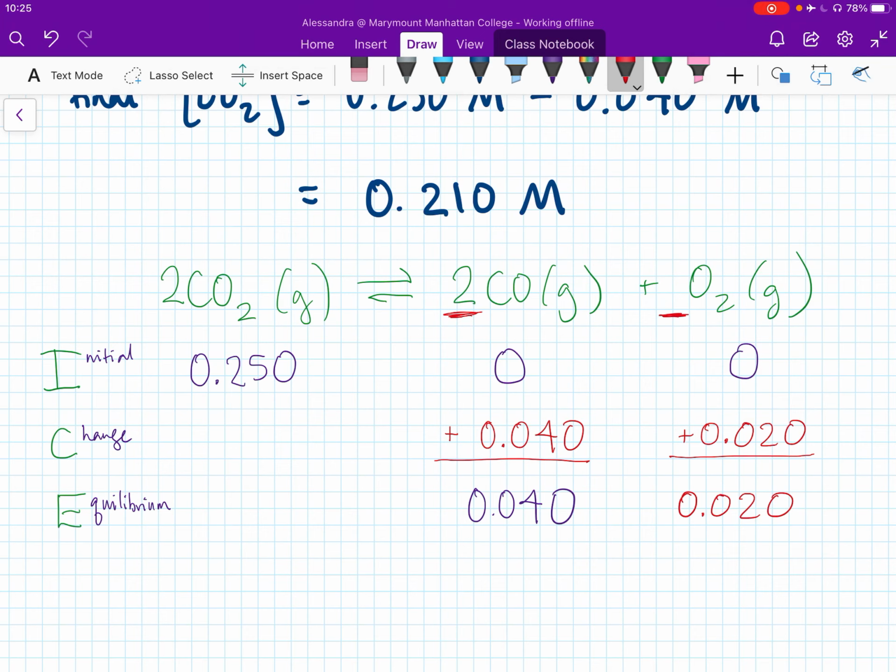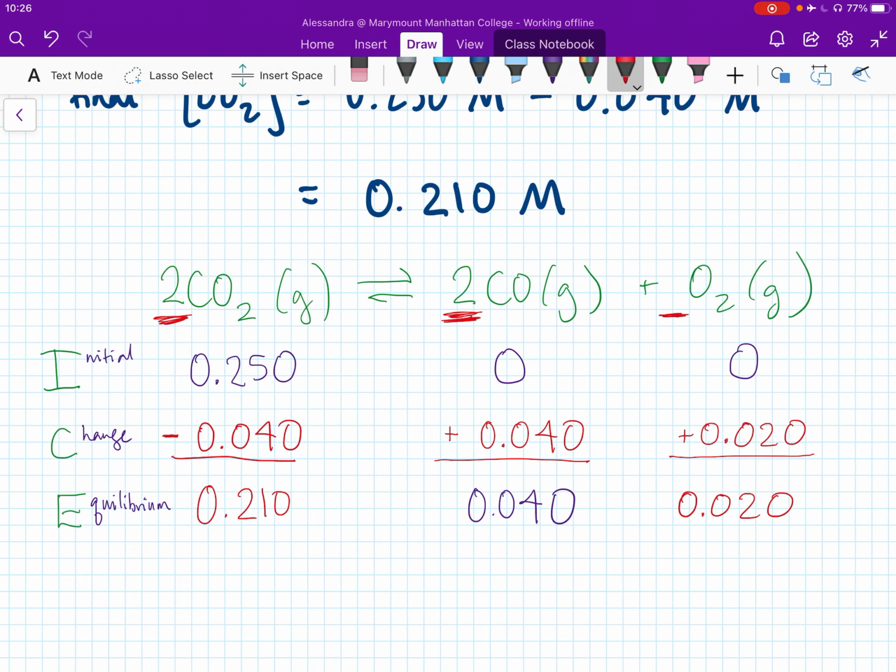Now, I know that the molar ratio of CO to CO2 is 1 to 1. And if I go to the opposite side of the reaction, I change the sign, right? I must be losing reactant to create product. So here I'm going to put minus 0.040. It's equal in magnitude but opposite in sign to the amount of CO. And the 0.25 minus 0.04 is going to give me the 0.210.